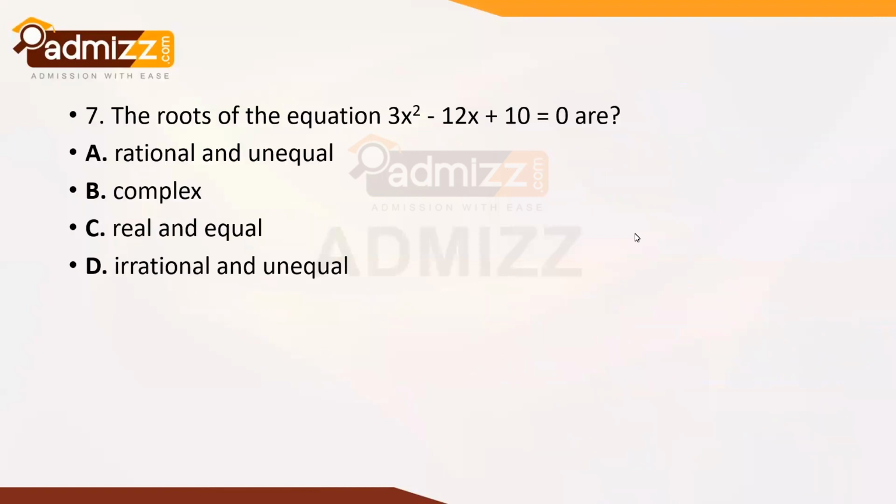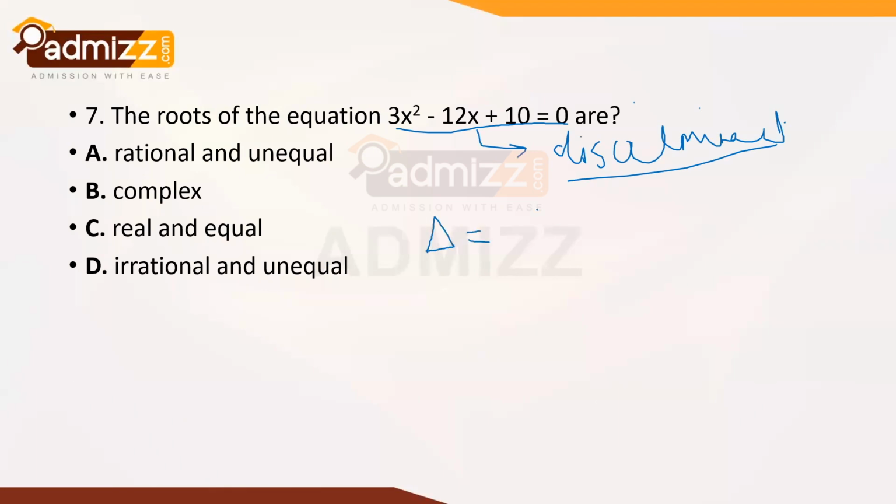So with this done, let's move to the seventh question as well. The roots of this equation are what? To solve this particular equation, you have to be mindful of one particular thing, and that is the discriminant, right? Once you know the discriminant, you can analyze whether the roots are any of these four options. The formula for the discriminant, represented by delta, is equal to b squared minus 4ac. So for this, b squared is minus 12 squared, which is 144, and minus 4ac is 4 times 10, which is 40, times 3, which is 120, right? So the discriminant comes as 24.